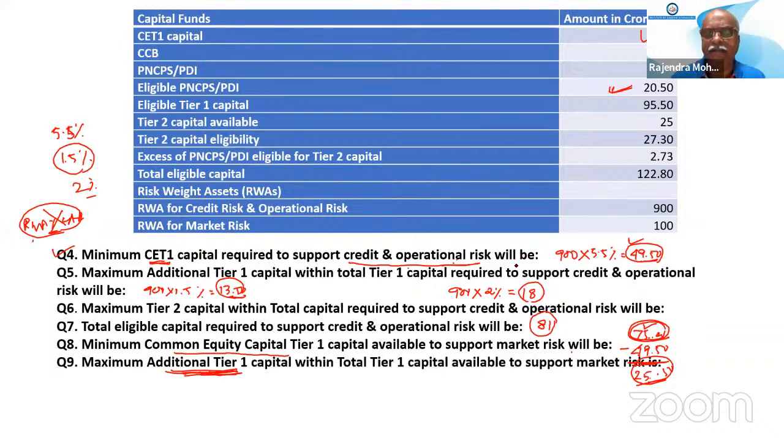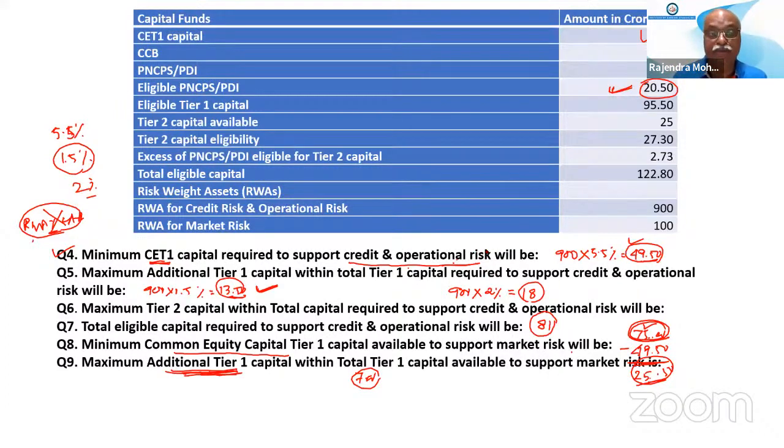20.50 minus how much? We have received here 13.50. So 20.50 minus 13.50 will be the answer. So that will be 7. Right? We are subtracting from the eligible PNCPS and PDI. That is additional tier 1, where the bank has 30, but the eligible is 20.50. So you have to take this from 20.50 only. Okay, eligible PNCPS and PDI is additional tier 1.